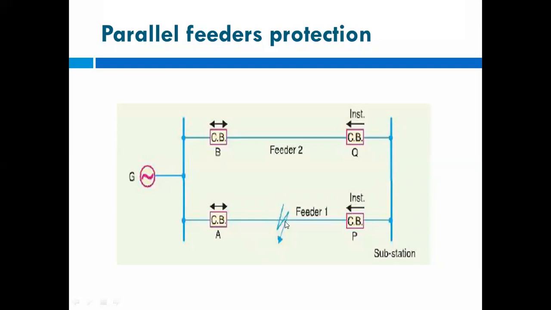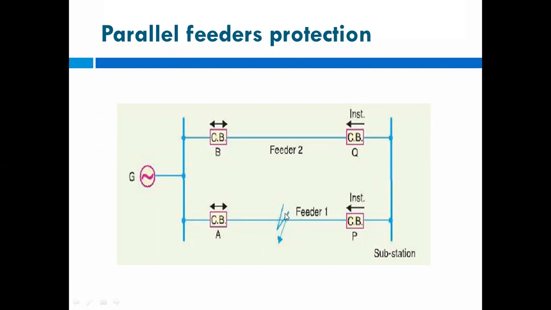Now here, if a fault occurs in feeder 1, then the power to the load side is not discontinued. It will be continuously supplied. So here there can be two ways for supplying the power to the point where actually the fault has occurred.